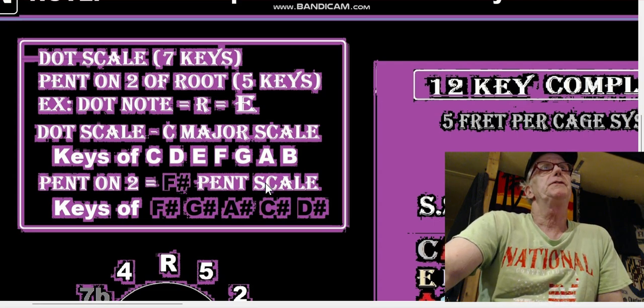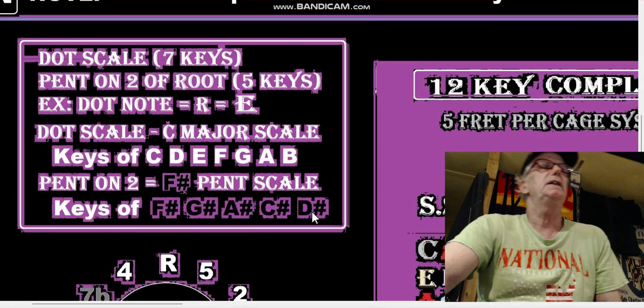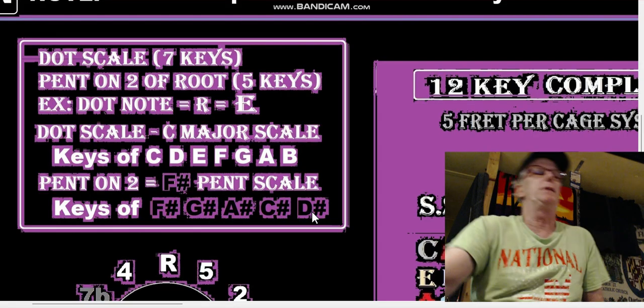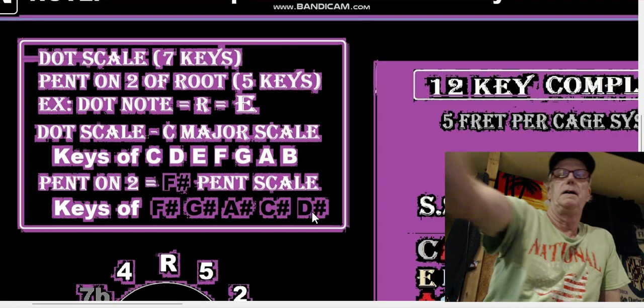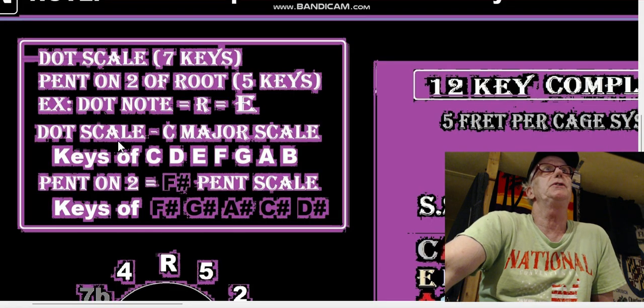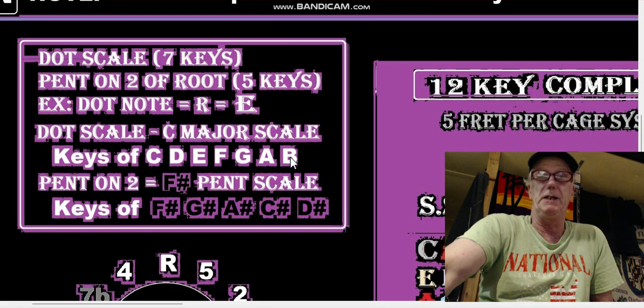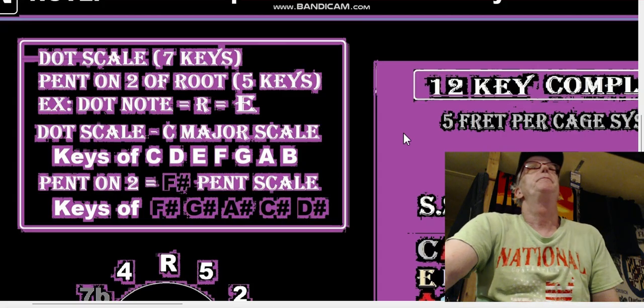You build a pentatonic scale on the second of the E scale, and you get F sharp, G sharp, A sharp, C sharp, D sharp. In the key of E, that is the black notes. It's a pentatonic in G flat, all the black notes. So that's why E is an easy key to do: because the dot scale is the C major scale, all the white notes, and the flats are just the black notes. Okay?